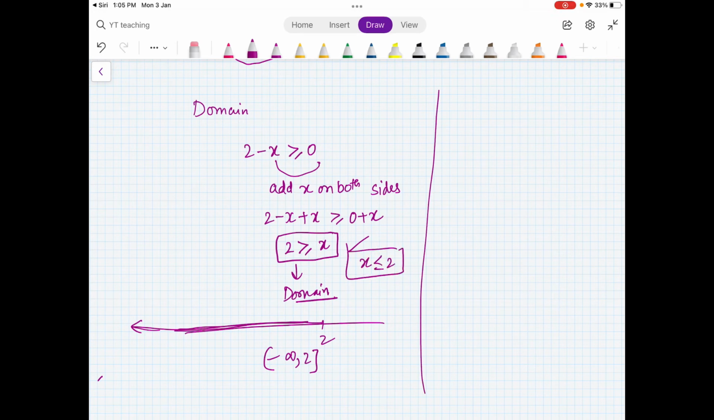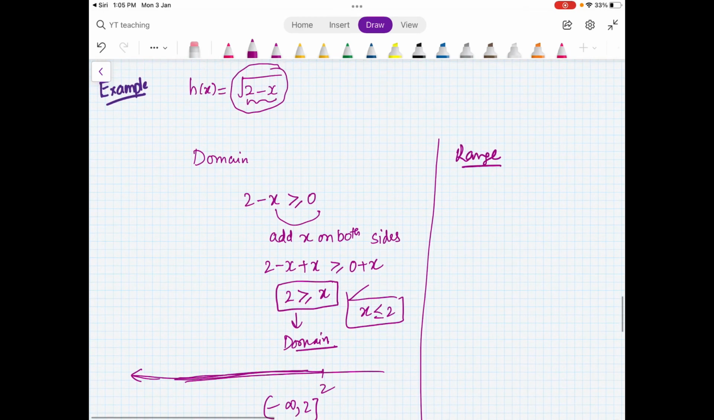And what is the range? For the range, you will always get a positive number. So you have the square root of 2 minus x, and y is greater than or equal to 0. You will get anything which is greater than or equal to 0.